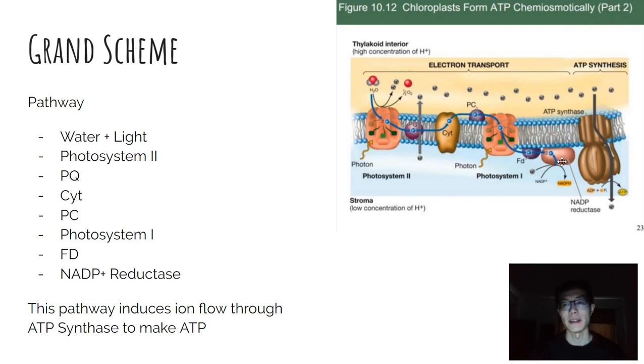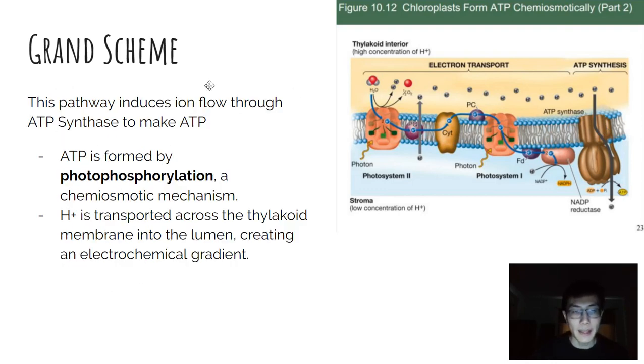In addition, by maintaining this gradient, we can allow for hydrogen ion flow down the gradient from the interior of the thylakoid to the exterior into the stroma, and this coupling of the hydrogen ion flow from the interior of the thylakoid to the stroma allows for creation of ATP from ADP and inorganic phosphates. So ultimately, this pathway induces ion flow and allows ATP synthase to make our very much needed ATP in the plant.